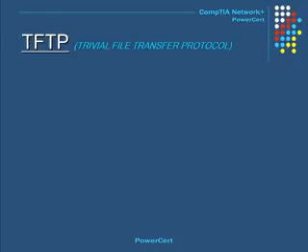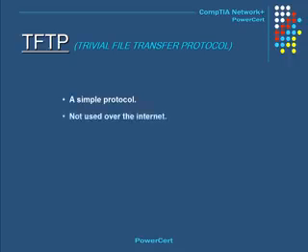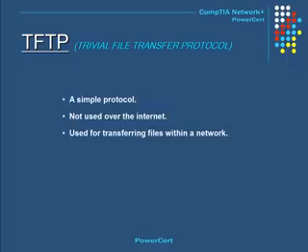TFTP stands for Trivial File Transfer Protocol, and this is a very simple transfer protocol. It is not used to transfer files over the internet like FTP does. It's mainly used for transferring files within the same network, and it does not provide any security during the transfer. And unlike FTP, that uses the TCP protocol for file transfer, TFTP is a connectionless protocol that uses UDP as its transfer protocol.